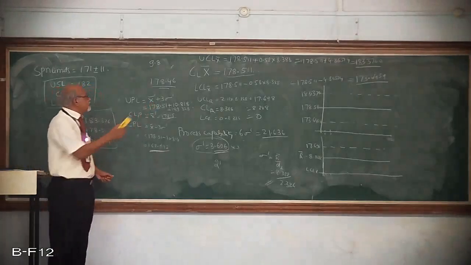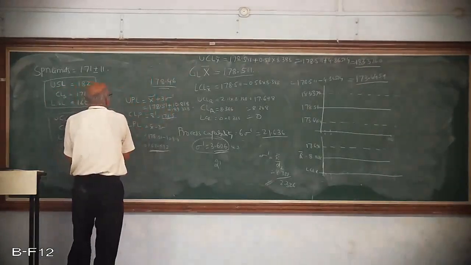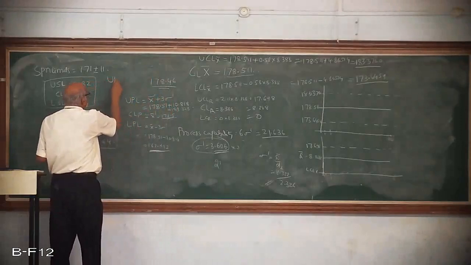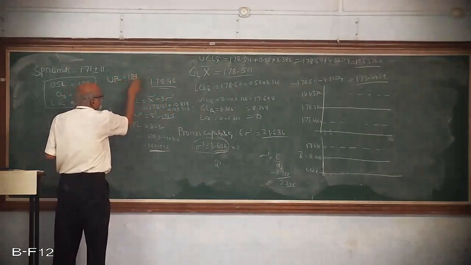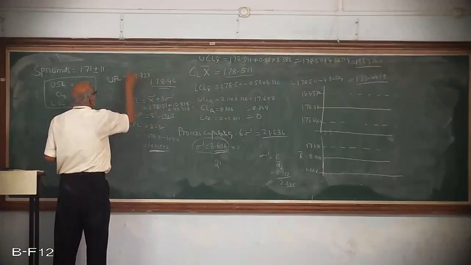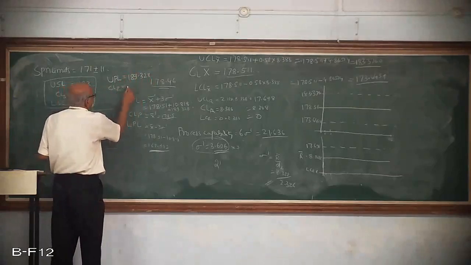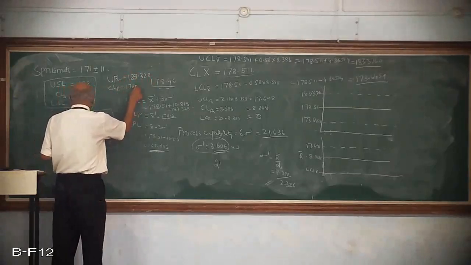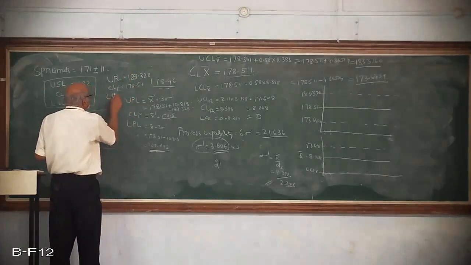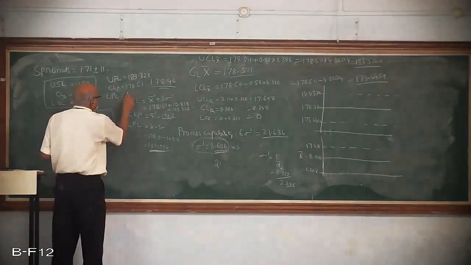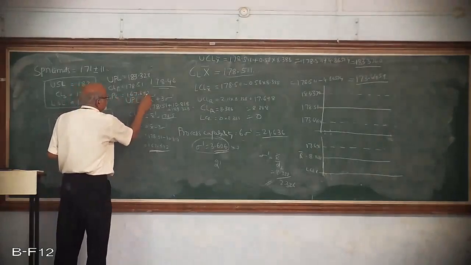So I will list down here: the upper process limit is equal to 189.328, the central line of the process is 178.51, and the lower process limit value is 167.692.